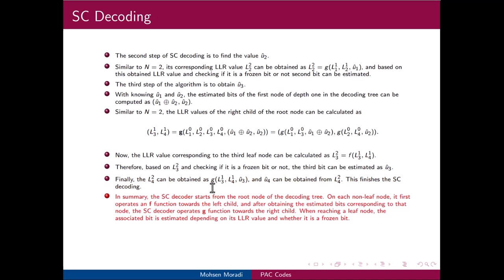In summary, we can say that the left branches use f functions. Just the last level is the bitwise f function. Otherwise, the other top branches use a vector f function. This can be easily generalized to any n. And for the right branches, we use g functions.